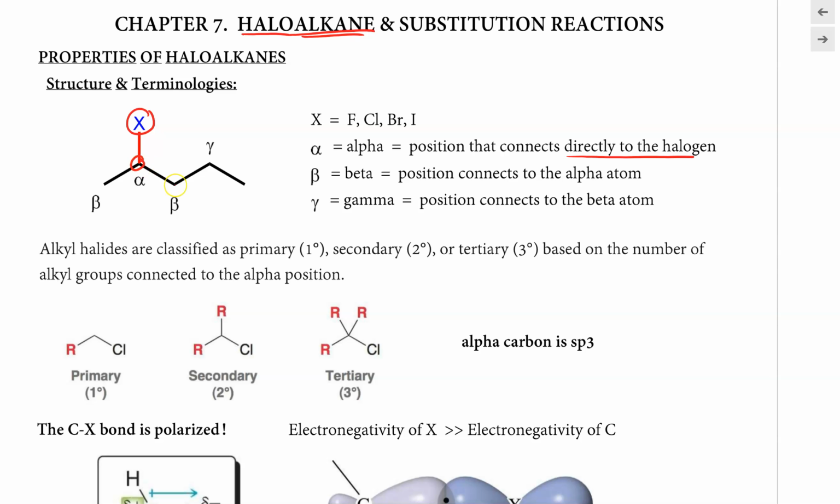And carbons that are then bonded to this alpha carbon right here, on the left or on the right, are both referred to as the beta carbon. And then the carbon that is bonded to the beta carbon would be called the gamma carbon. So this is how we can label each of the positions on the haloalkane. And the reason why we label this is that later on, when we are discussing chemistry, it will be convenient that we are able to refer to each of these positions easily.